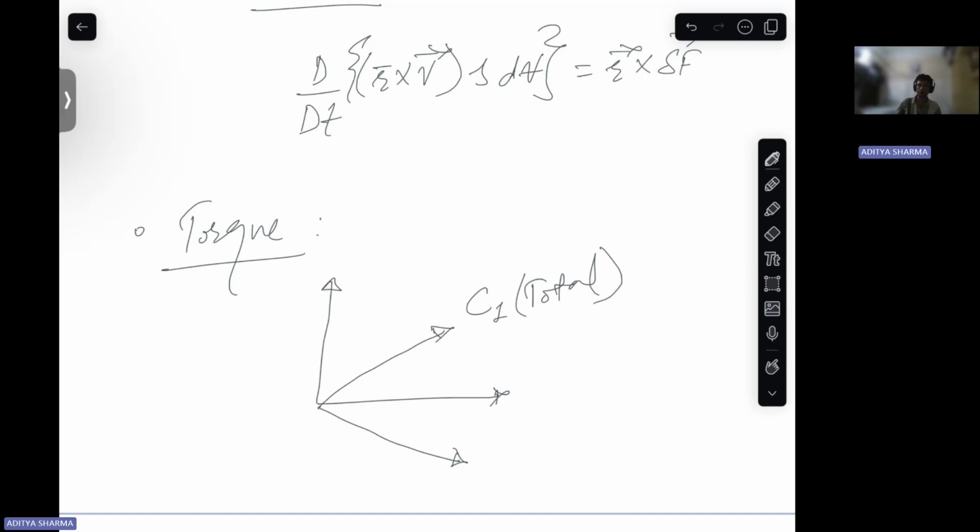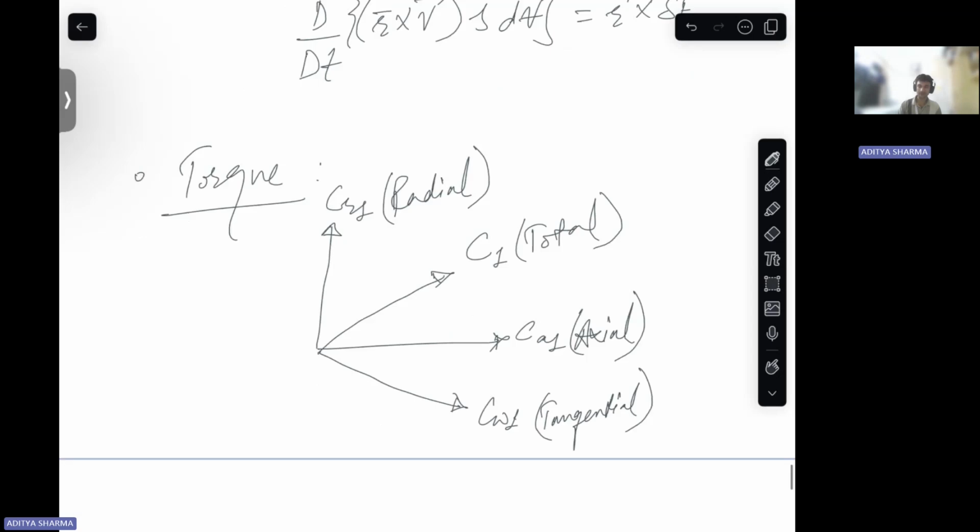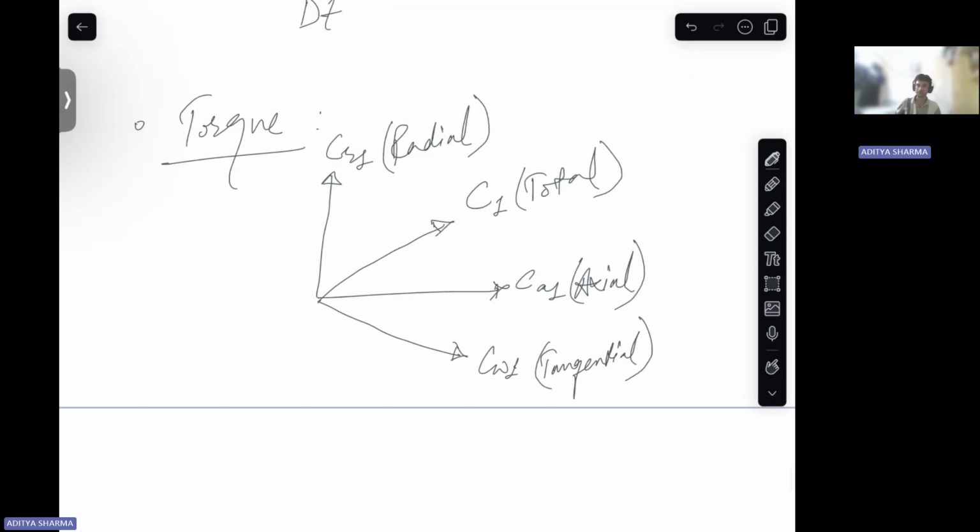It will have three components. One will be your radial component, one will be your axial component, and then one will be your tangential component. So CR1 is radial, this is axial, this is tangential. It is very important to visualize these directions, only then you will be able to make sense out of the velocity triangles.